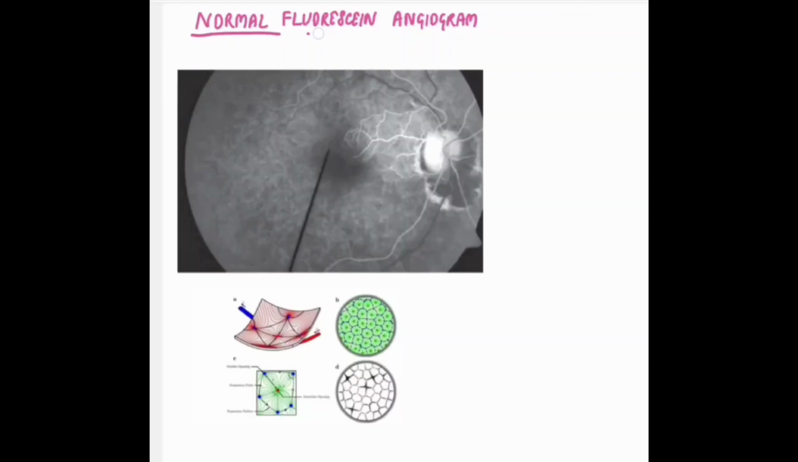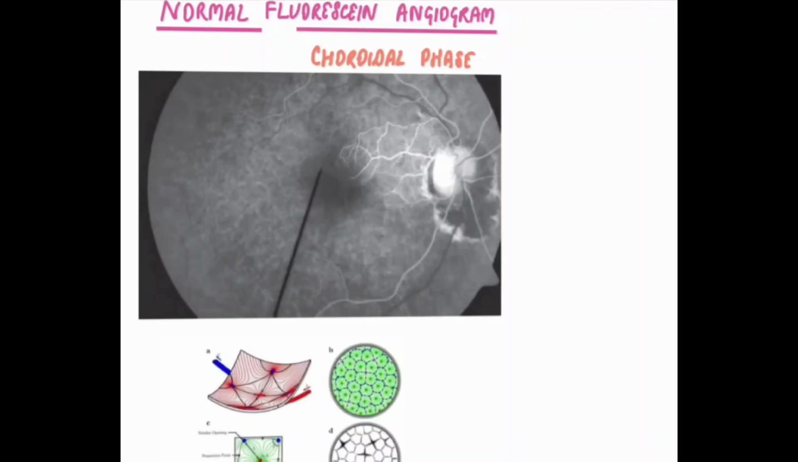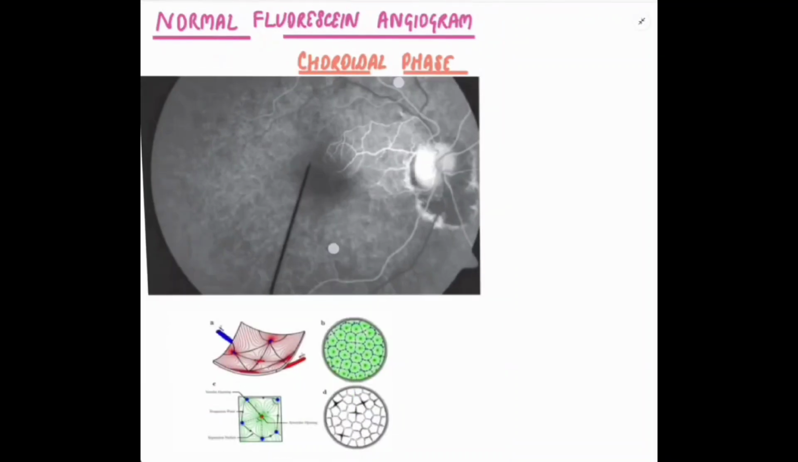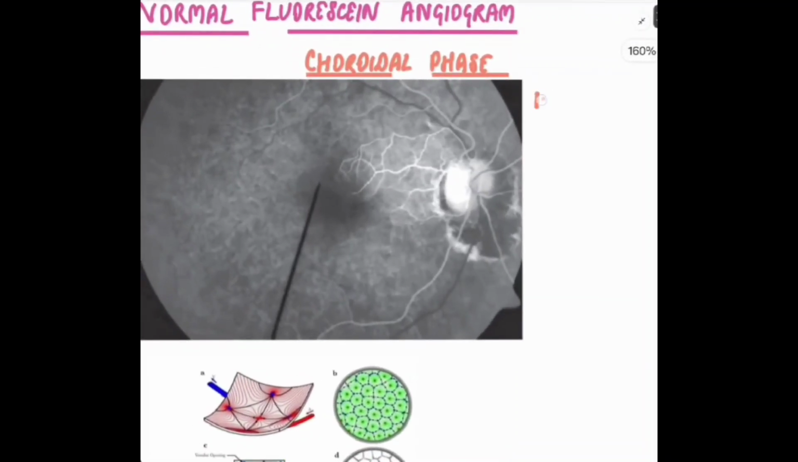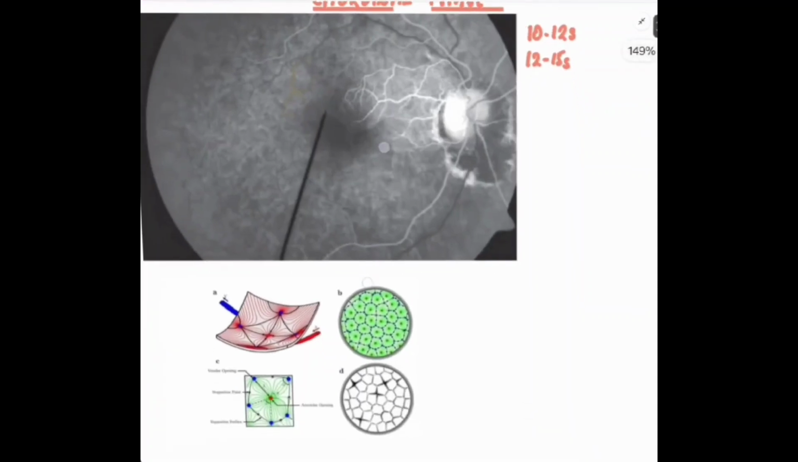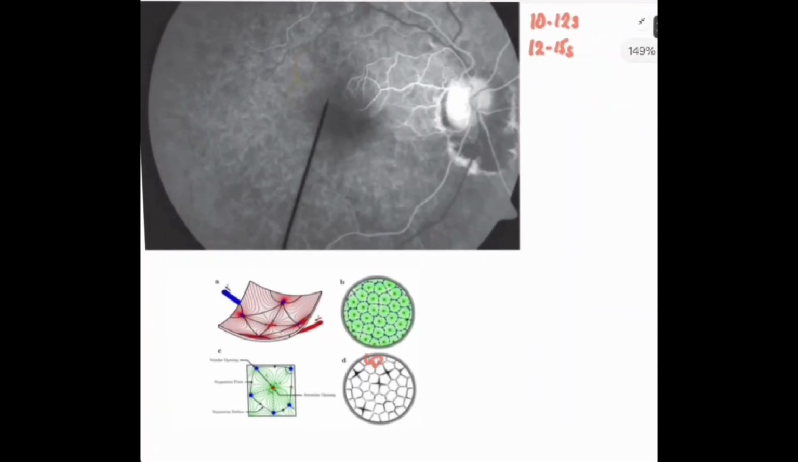Normal fluorescein angiogram. Choroidal fluorescence begins 10 to 12 seconds after dye injection in young patients and 12 to 15 seconds after injection in older patients. Early choroidal fluorescence is faint, patchy and irregular, called the choroidal flush.